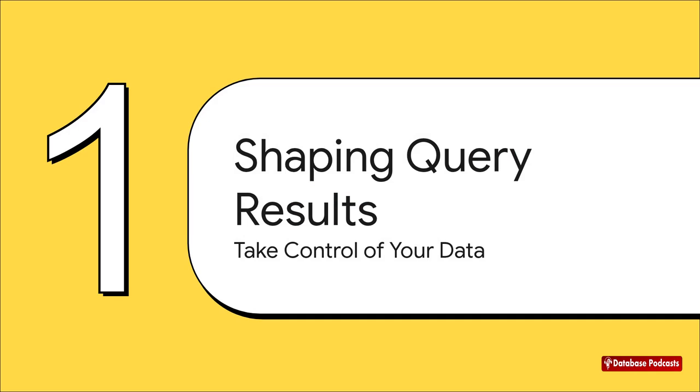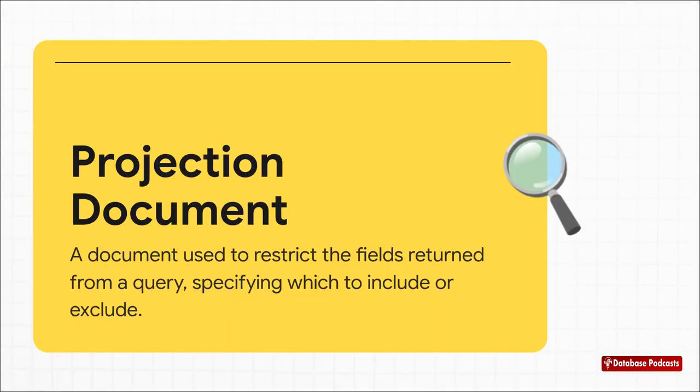Okay, first up, shaping your query results. This is all about taking back control. It's where we tell MongoDB precisely what our data should look like when it comes back to us. And look, this isn't just about making things look tidy, it's a huge performance win. Less data over the wire means a faster, much snappier app. And the main tool for this job? It's called a projection document. The easiest way to think about it is like a blueprint you hand over to MongoDB. You just list the fields you want to see or the ones you want to hide, and it builds the result exactly to your specs.